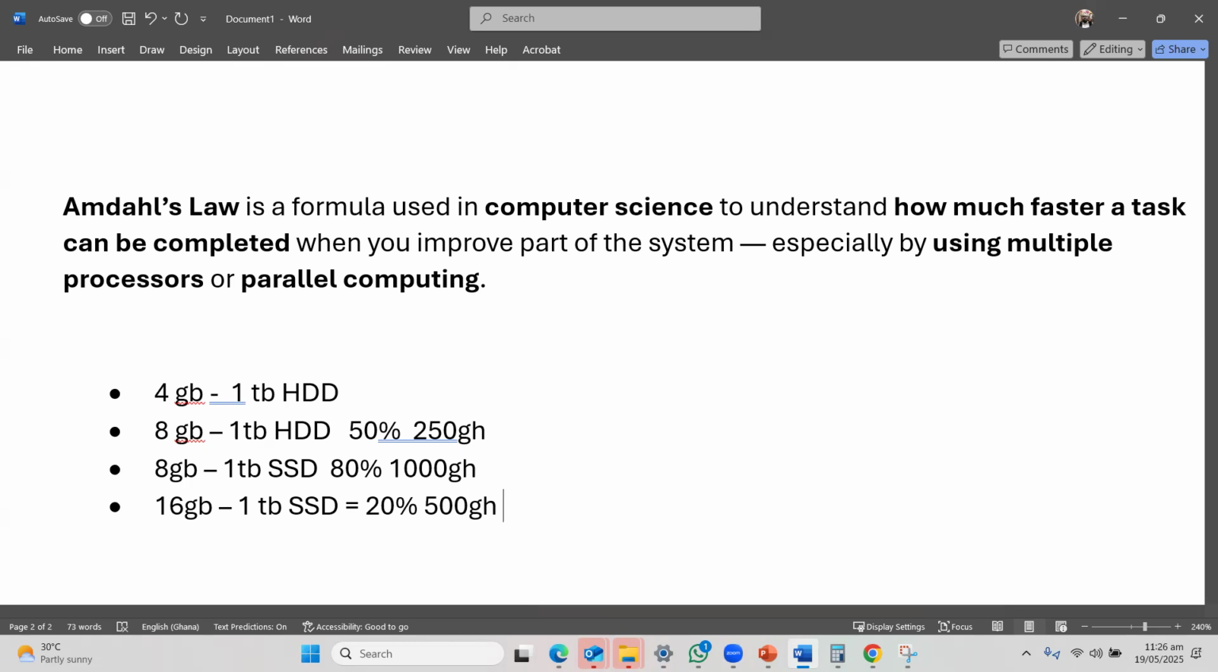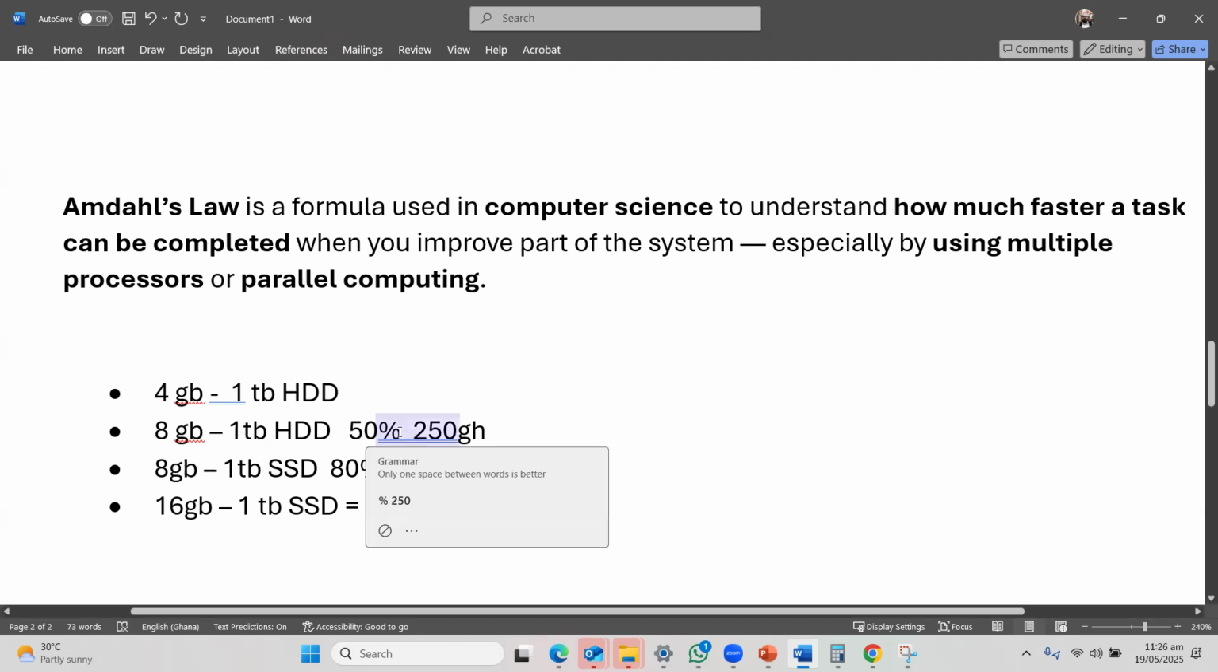My job is not to tell you if it makes sense or if it doesn't make sense. That is not why I'm here. My job is to teach you how to calculate the percentage improvement when I change a particular component in the computer system. When I change a particular component, how much improvement will I get? Are we clear? Any questions?